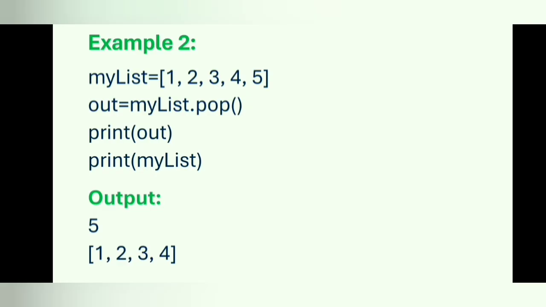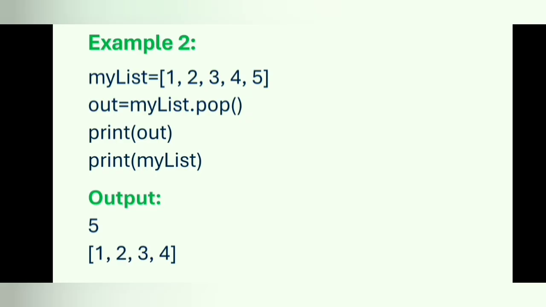In this example, we call the pop method without any index, so Python will remove and return the last element in the list. That means the value 5 in the list will be deleted and returned. The variable out stores the removed item returned by the pop method. The first print statement, print(out), will display the removed item from the list.